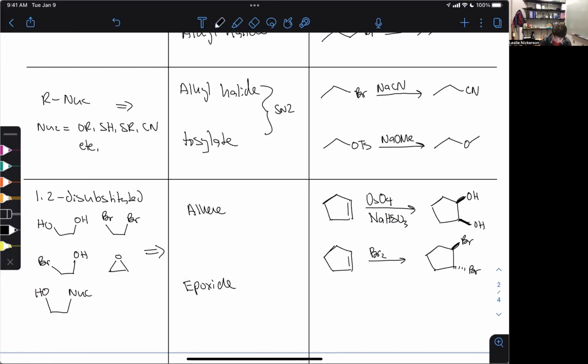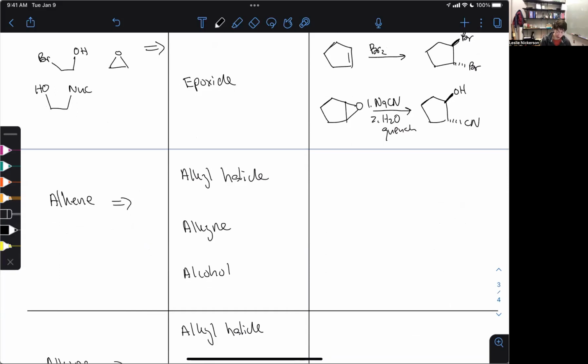If I have an epoxide, if I start off with an epoxide here and I add in something like sodium cyanide, I can get, well, we'll finish that up with an aqueous quench. An OH on one side, and then our nucleophile on the other side. So all of those are going to give you those 1,2 disubstituted products.